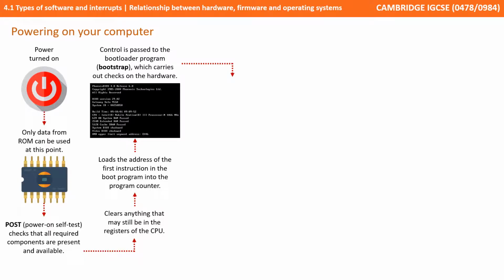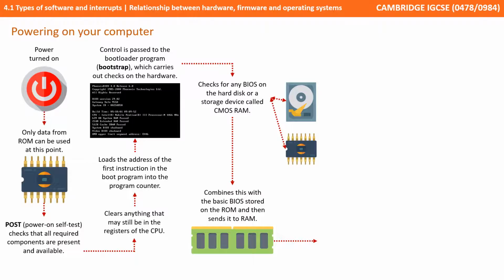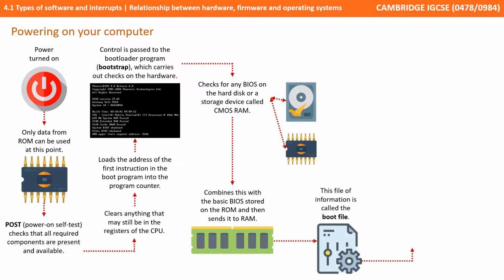At this point, control is now passed to the bootloader program, also known as the bootstrap, which carries out its own checks on the hardware. It checks for any BIOS on the hard disk or a storage device called a CMOS RAM, and BIOS is something we look at in more detail in a later video. It combines this with the basic BIOS stored on the ROM and then sends this to main memory. This file of information is known as the boot file. The computer is now essentially ready to load up your operating system.